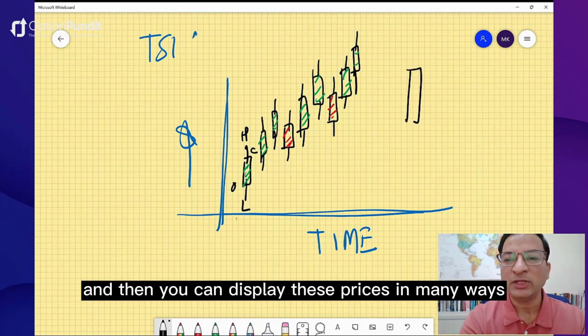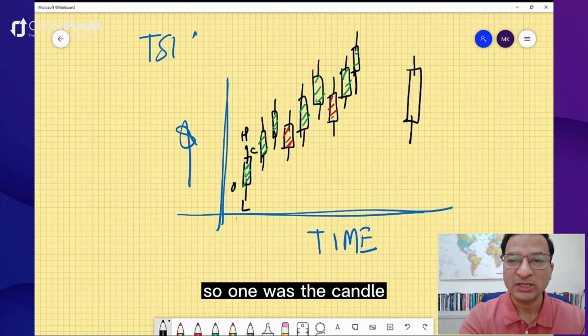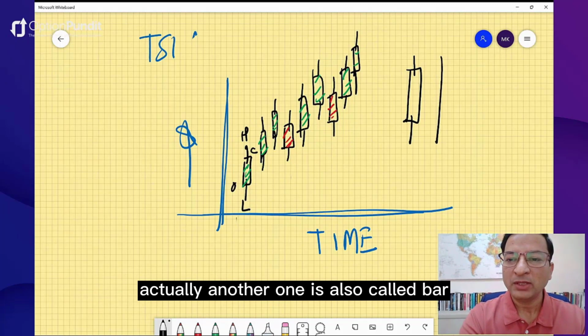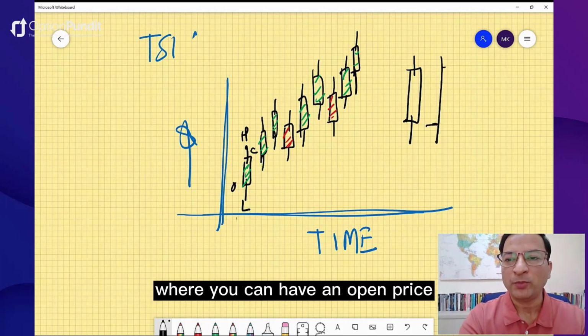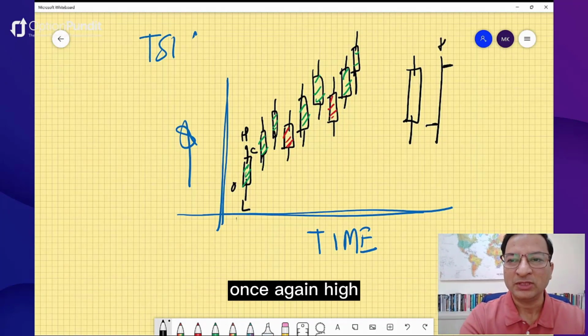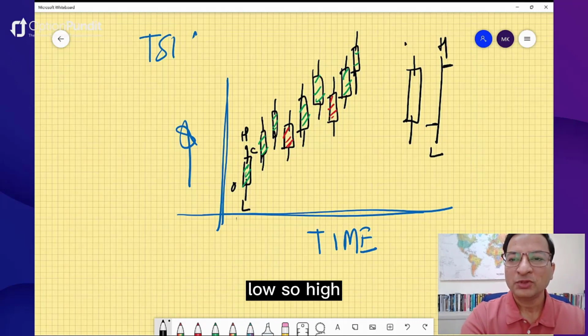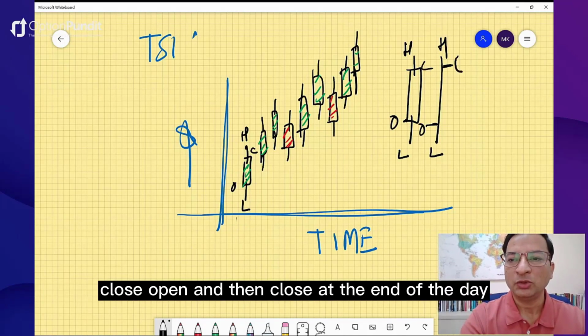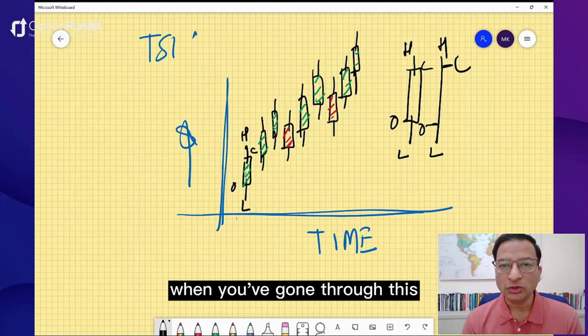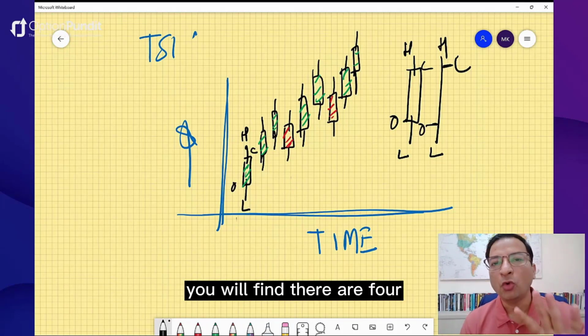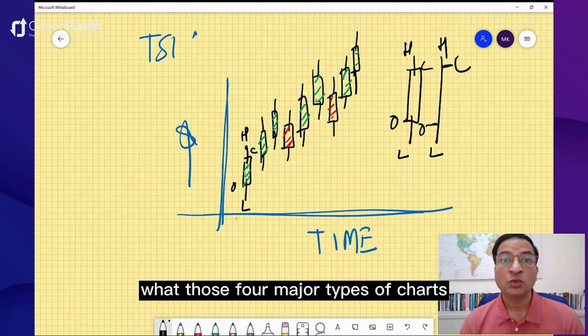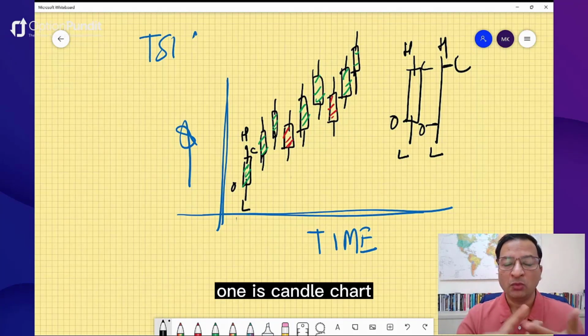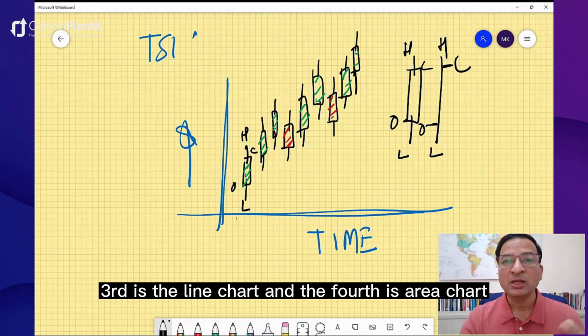And then you can display these prices in many ways. One was the candle. Another one is called a bar, where you can have an open price and the closing price like this. Once again, high, low, open, close. At the end of the day, when you've gone through this, you will find there are four major types of charts. What are those four major types? One is the candle chart, second is the bar chart, third is the line chart, and the fourth is the area chart.